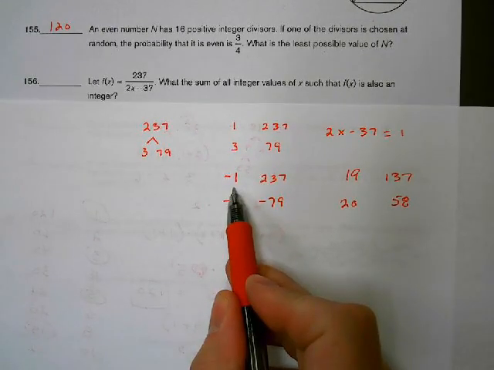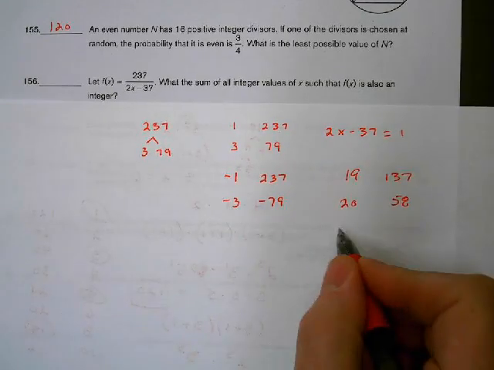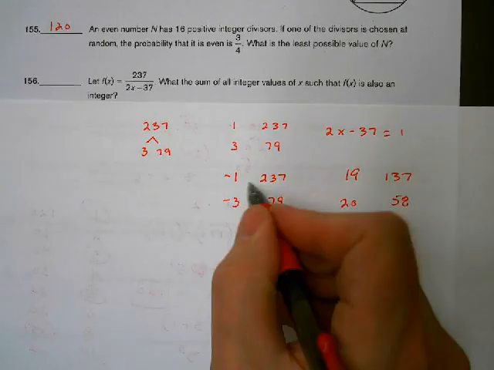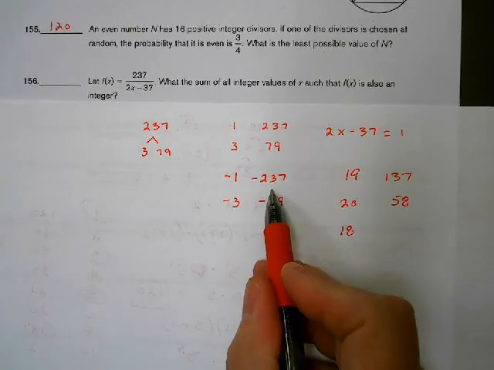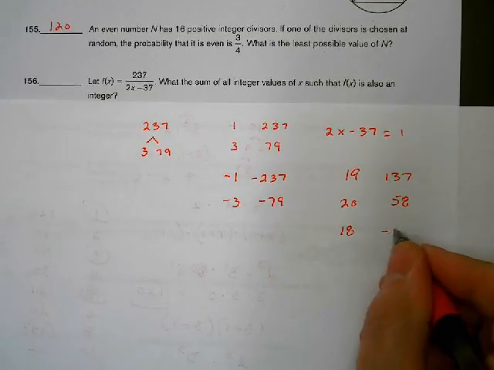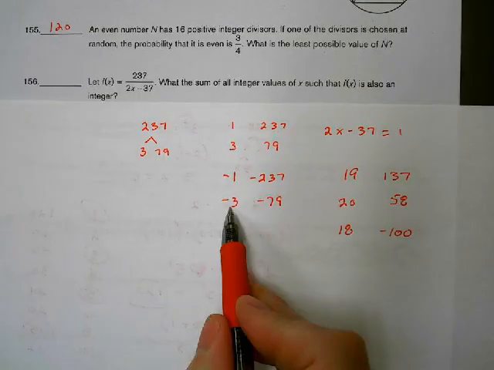Add 37 to, that's a negative. Add 37 to this one, I get negative 200. Divide by 2, and I get negative 100. This one, add 37 to it, I get 34. Divide by 2, I get 17.